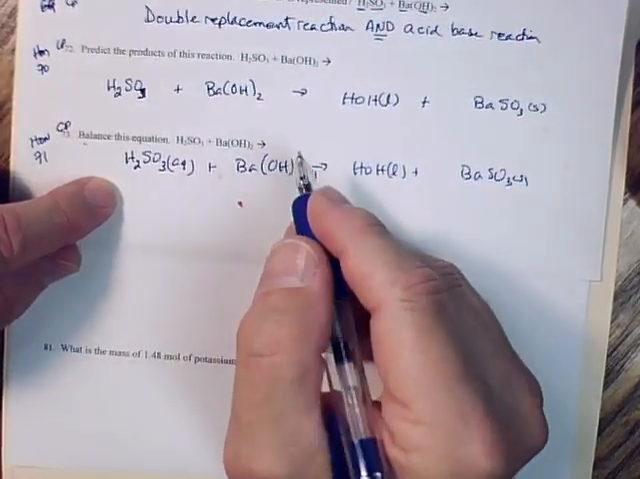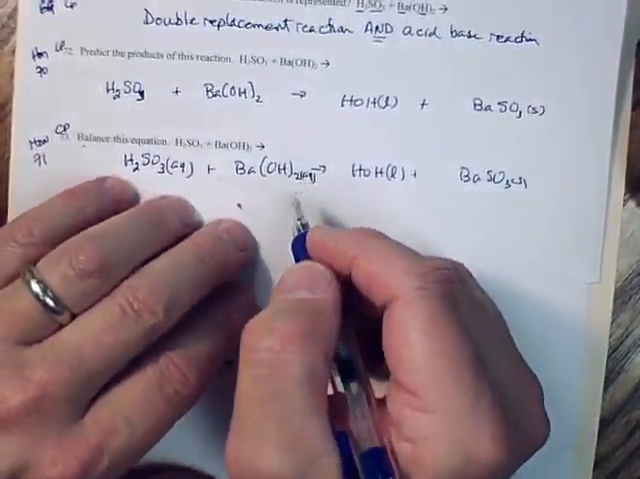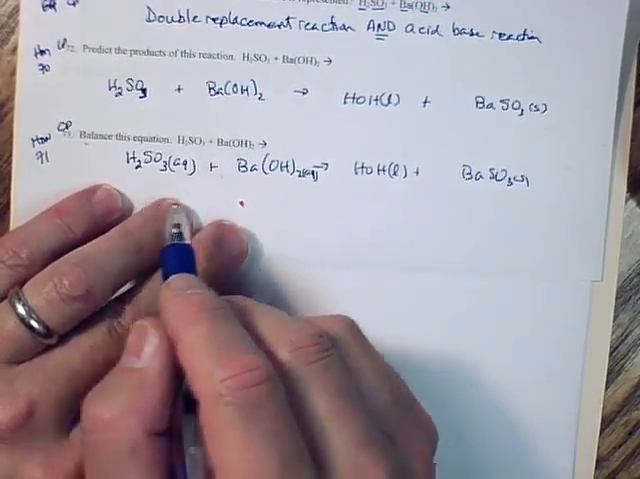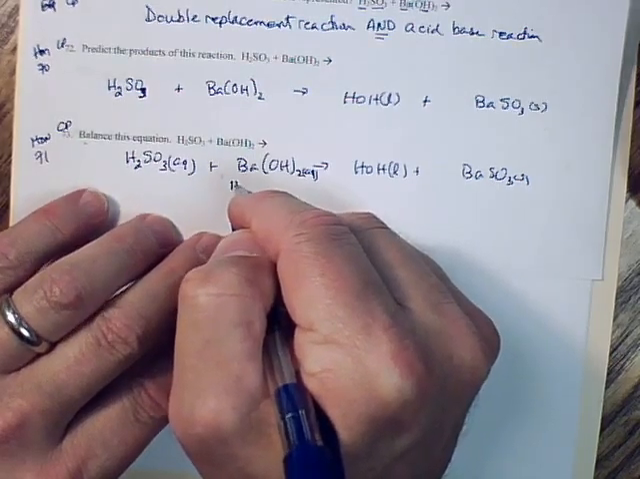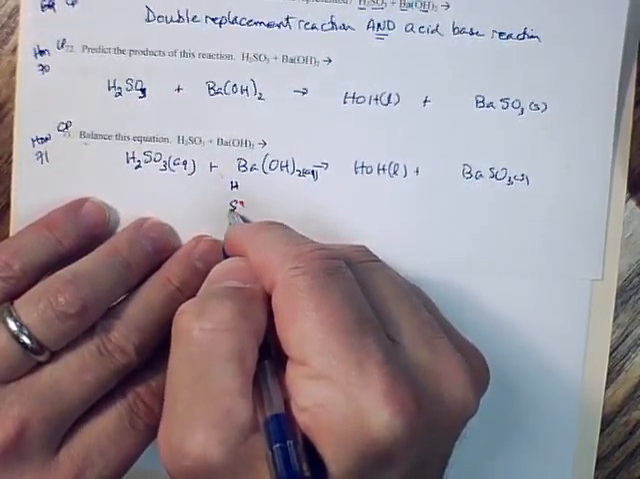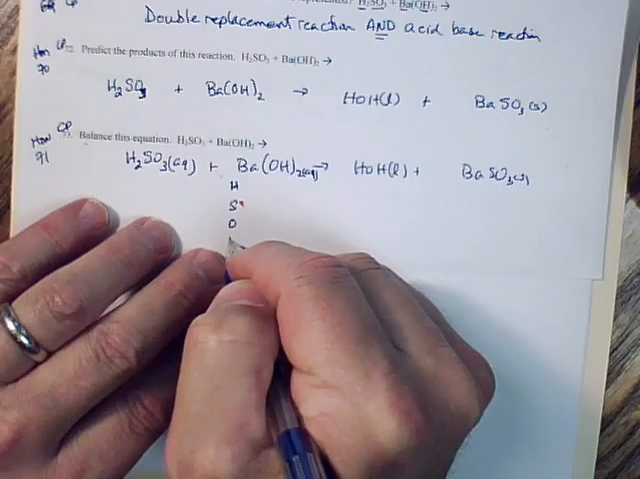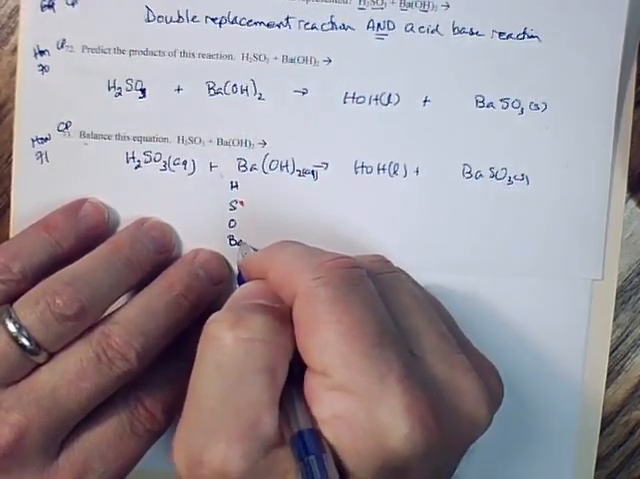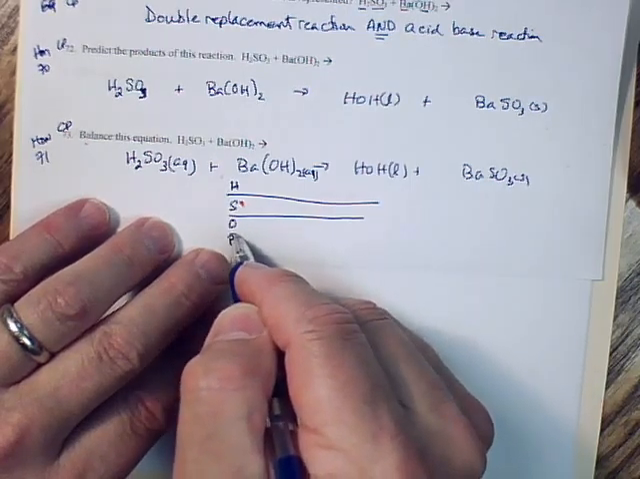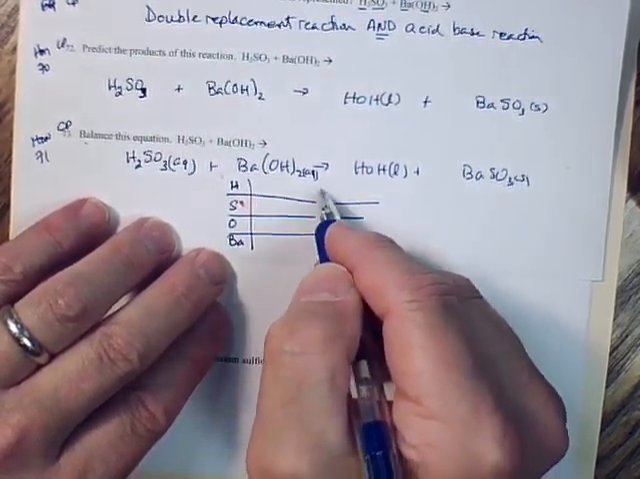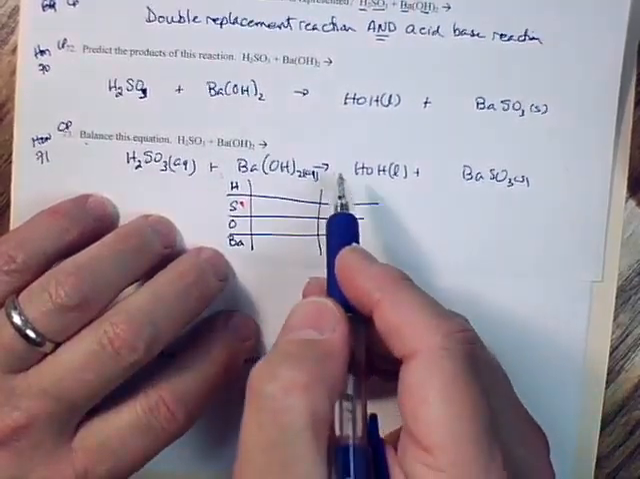Alright, now we're going to make an inventory. So we're going to write down a list of each of the elements in the equation. So we have hydrogens, we have sulfurs and oxygens and bariums. And we're going to make a kind of grid here. And we're going to use this grid to count up the atoms on both sides of the equation.